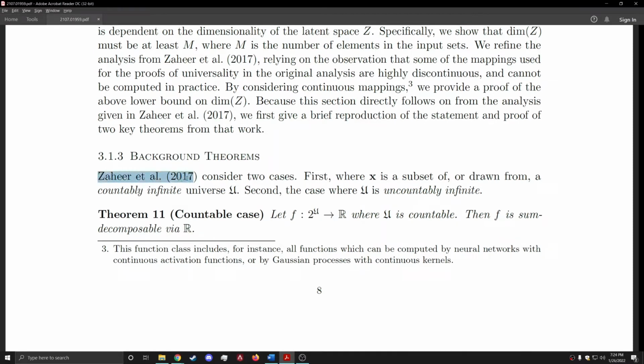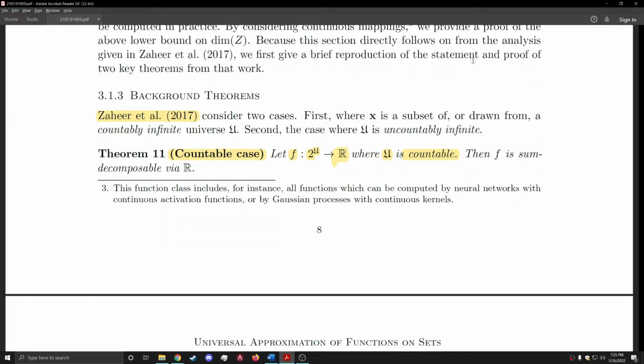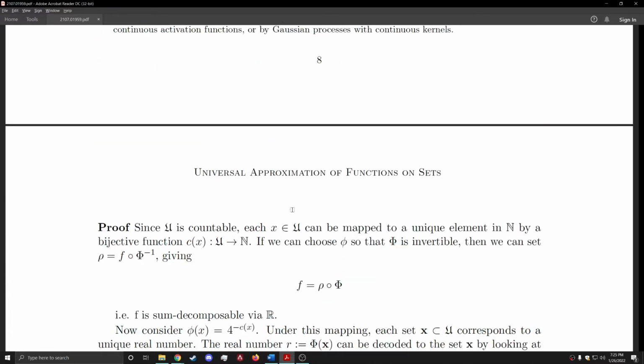Now, what did they do in the Deep Sets paper, Zaheer et al. 2017? There are going to be 2 cases. There's the countable case, which we're going to prove extraordinarily quickly. We're just going to fly straight through it, and we're going to talk about the unrealistic case where we have some function f which maps the power set of the universe to the real numbers, where the universe is countable. This just means it scales linearly with the natural numbers. So, we can say that f is sum decomposable via the real numbers themselves.